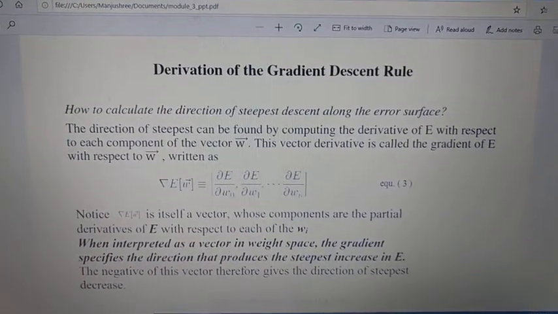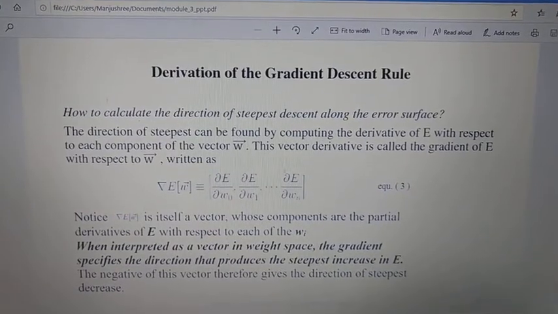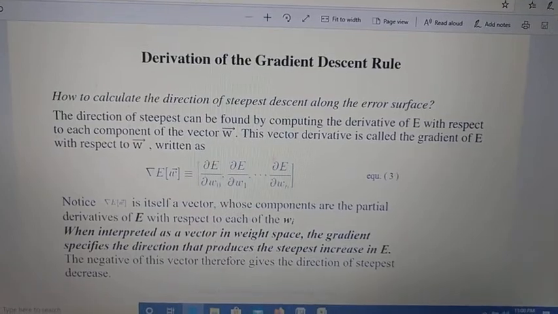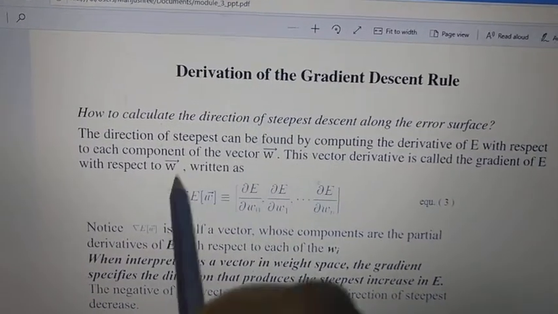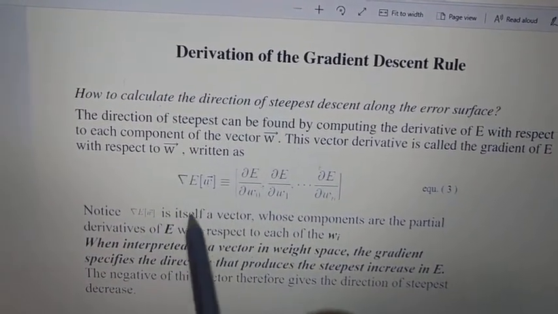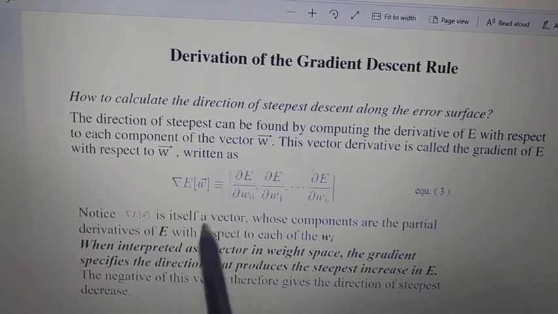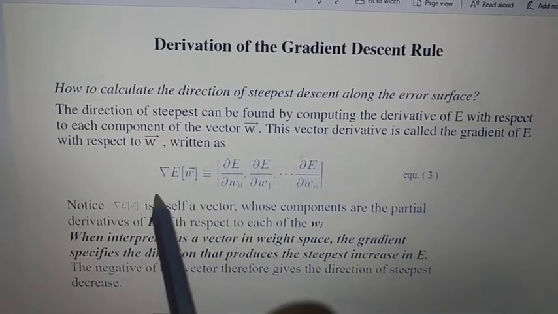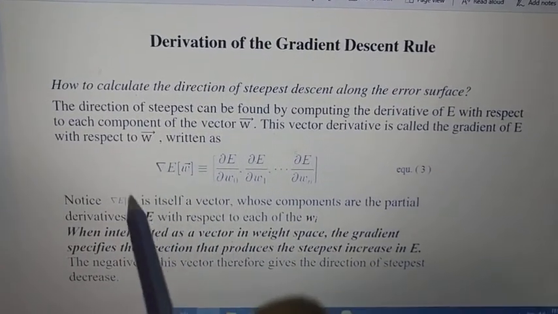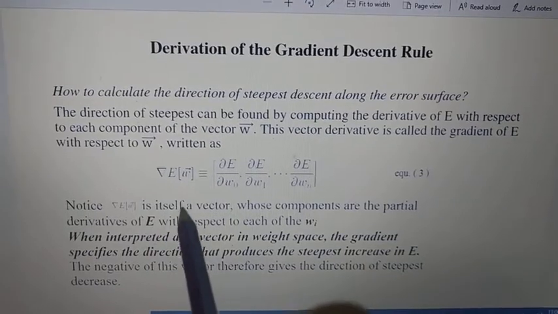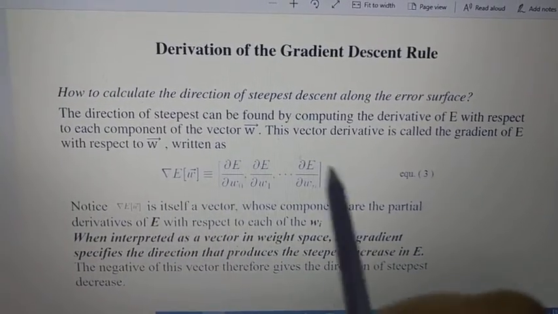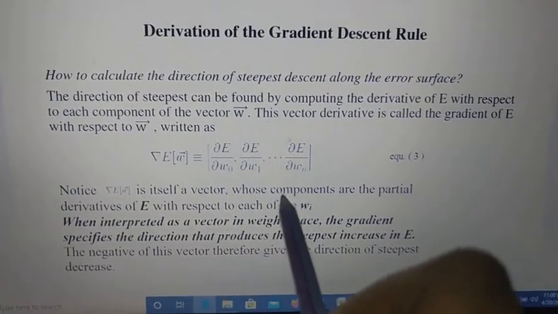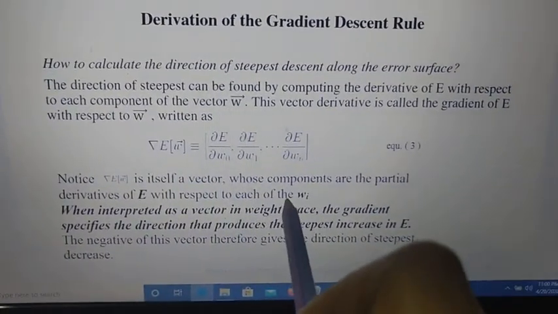The direction of the steepest descent can be found out by computing the derivative, or the differentiation, of the error. That is shown here. Here we can see del E of W vector. This del indicates the gradient, or the derivative, of the error of the weight vector. That is equal to the partial derivative of the error with respect to each and every weight.